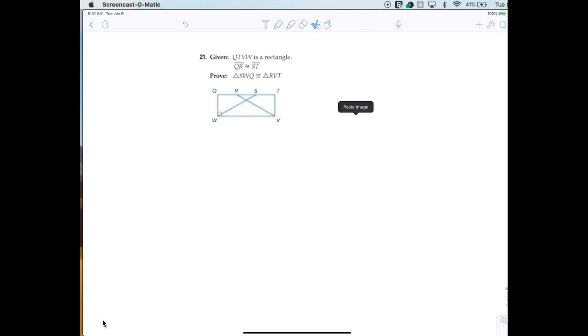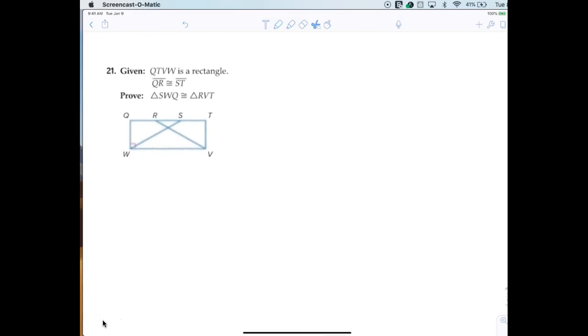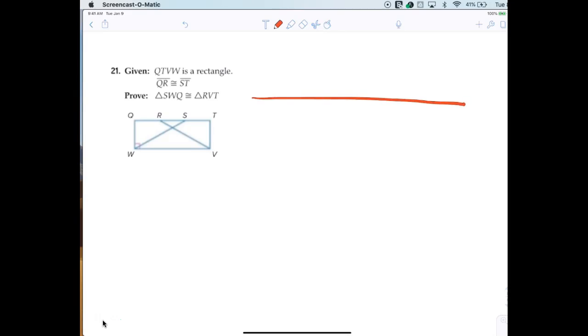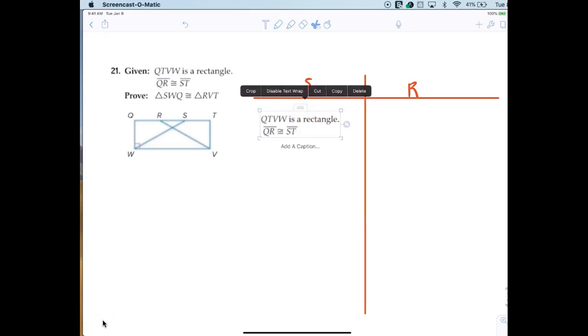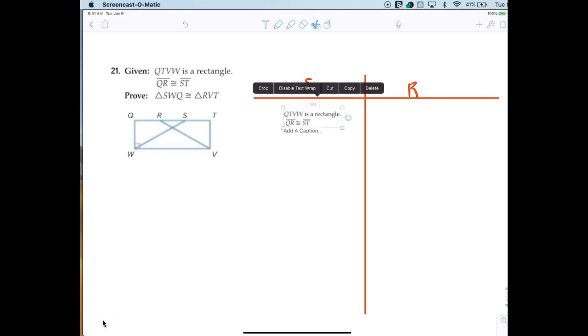So let's see what it says here. In the interest of time, I'll come over here and we'll just do statements and reasons. Then over here I'm just going to grab this. That's obviously step number 1, and we're just going to go ahead and write given down.